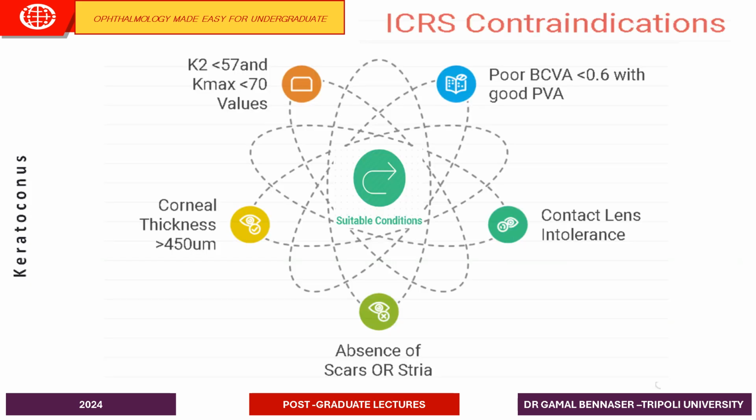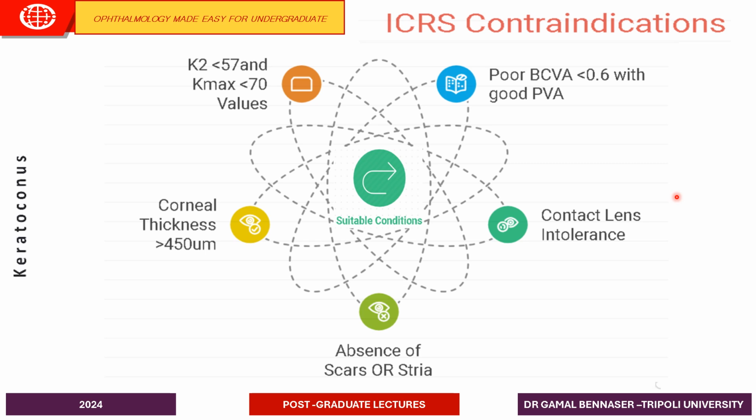Now we will speak about the indications of intracorneal rings. As we said at the beginning of the lecture, the aim of the intracorneal rings is to improve the shape of the cornea and the topography of the cornea. It is not a refractive procedure, but it has refractive outcomes. But the main aim is to improve the shape, and when we improve the shape, we will eliminate to a large extent the high order aberrations, and we will improve the visual quality.